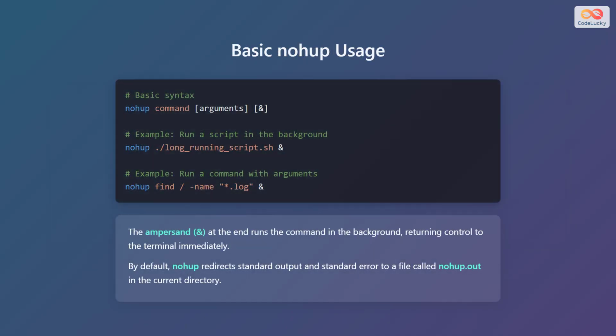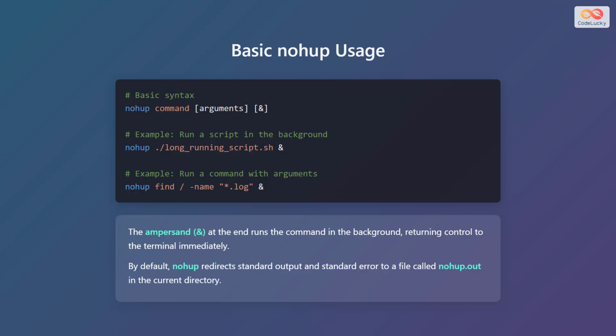Here's the basic syntax for using nohup. You type nohup, then the command you want to run, followed by any arguments the command needs, and finally an ampersand symbol. The ampersand is crucial, as it tells the system to run the command in the background.